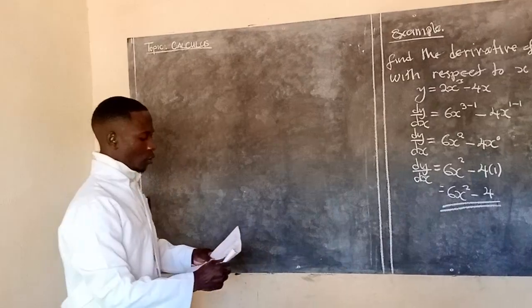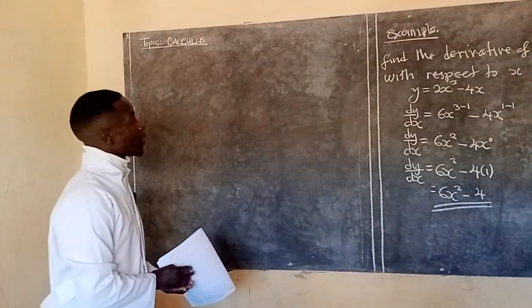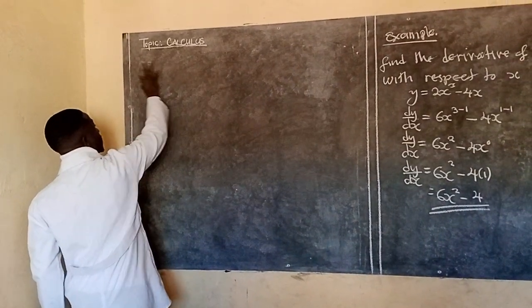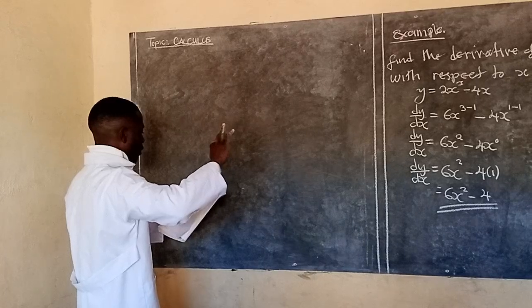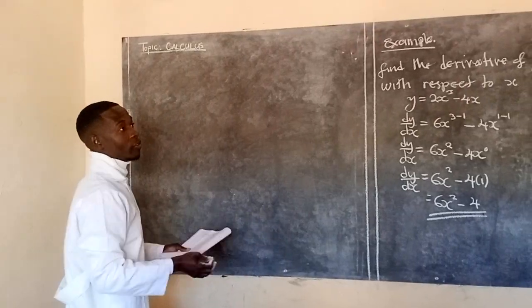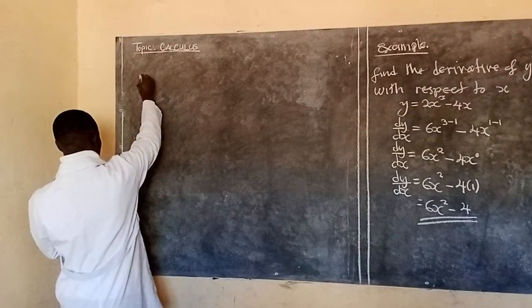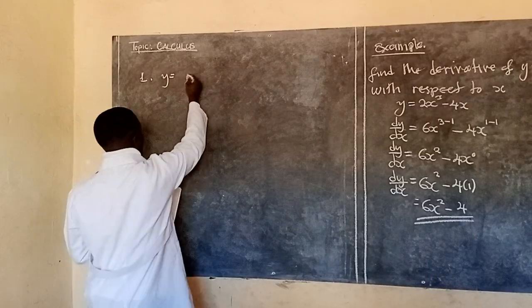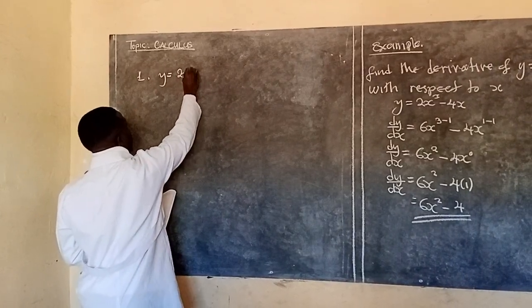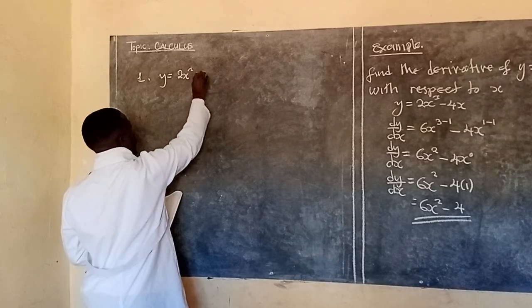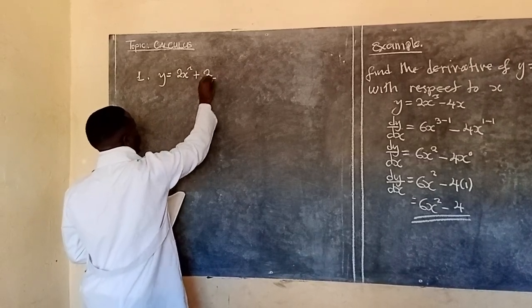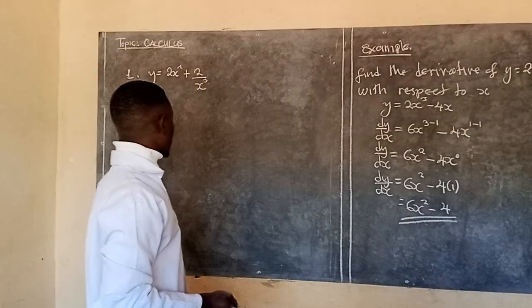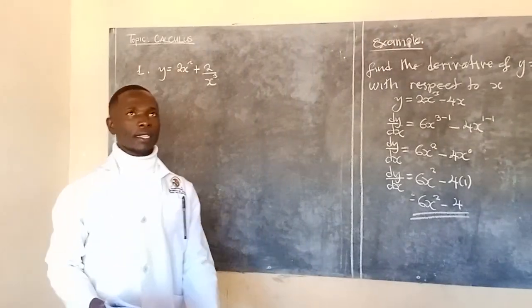Okay. So now, what we need to understand as well is we're going to be given questions like this. They will ask us to differentiate with respect to x or find the derivative of this. Number 1, we can be given an equation like y equals 2x squared, plus 2 over x cubed, like this, x raised to the power 3. Now, how do we analyze such?